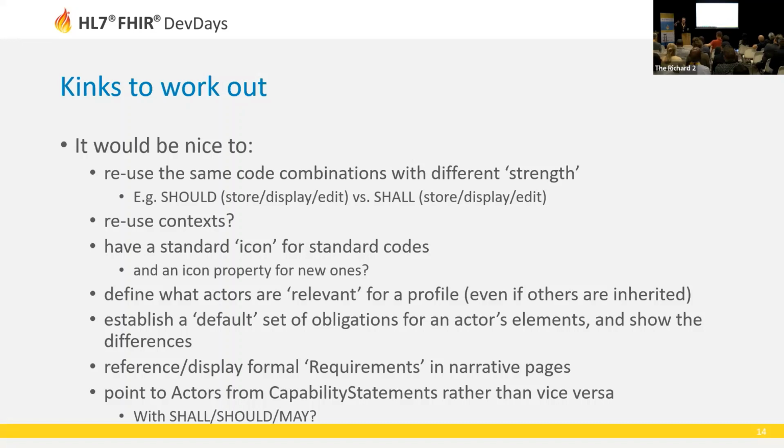We have requirements right now scattered throughout our implementation guides in terms of what should a system do, what shall a system do. It'd be nice to be able to somehow consolidate that information into a table so we can quickly see what are the formal rules that have to be adhered to and be able to link those into test cases. We don't have that yet. Right now, Actor points to capability statements, and I think that that's backwards. I think that capability statements probably needs to point to Actor, so we'll be exploring that.